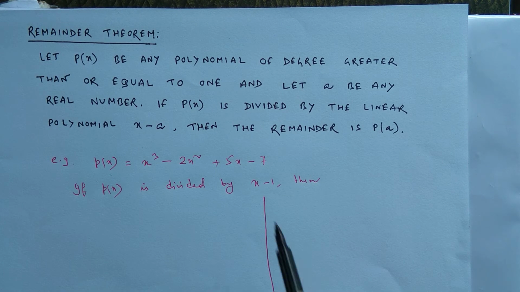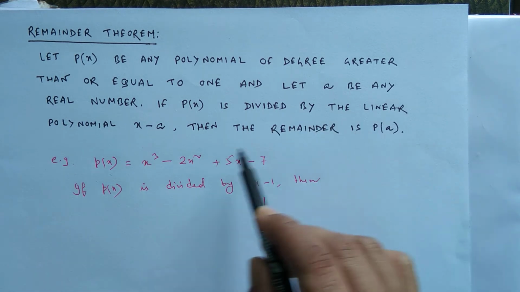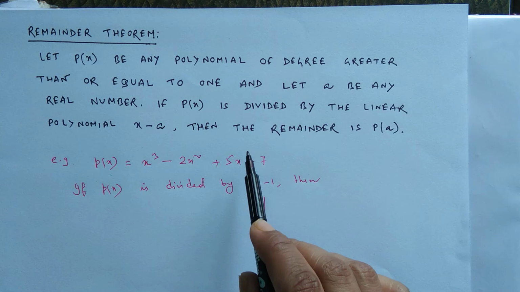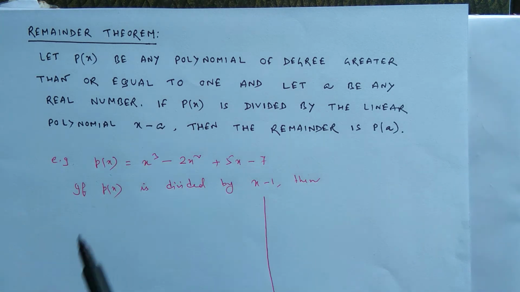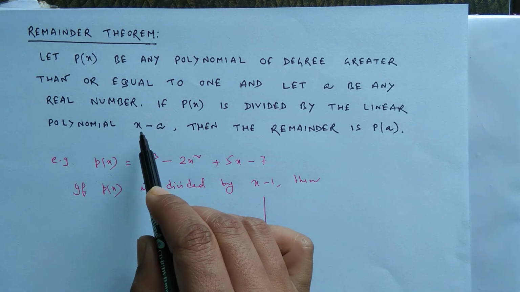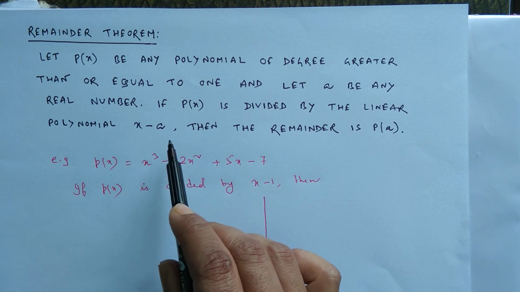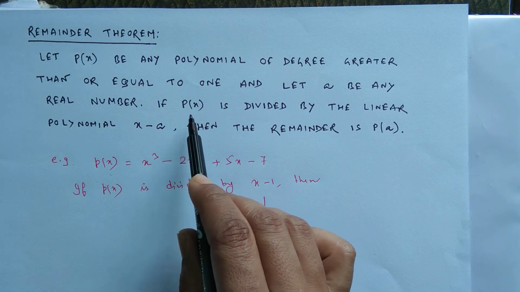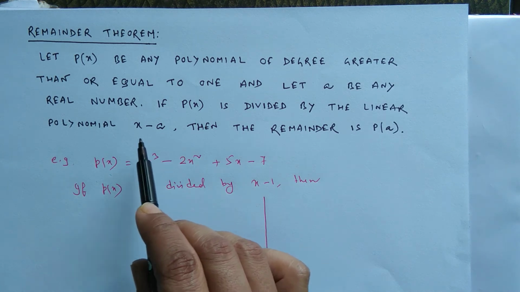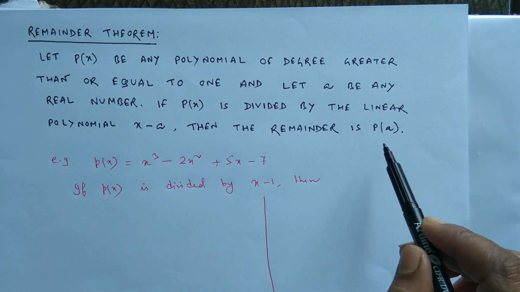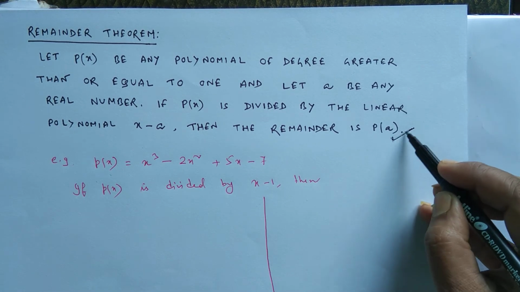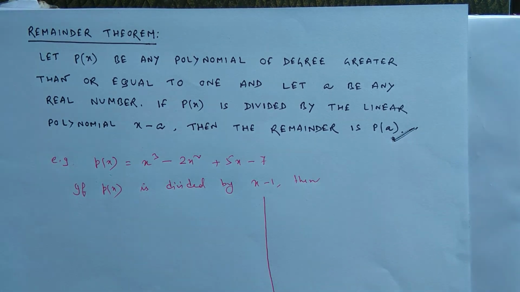Now, remember the polynomial p of x will be divided only by a linear polynomial in the remainder theorem. So if it is divided by the linear polynomial x minus a, where a is any real number, then the remainder theorem says that the remainder is directly p of a.